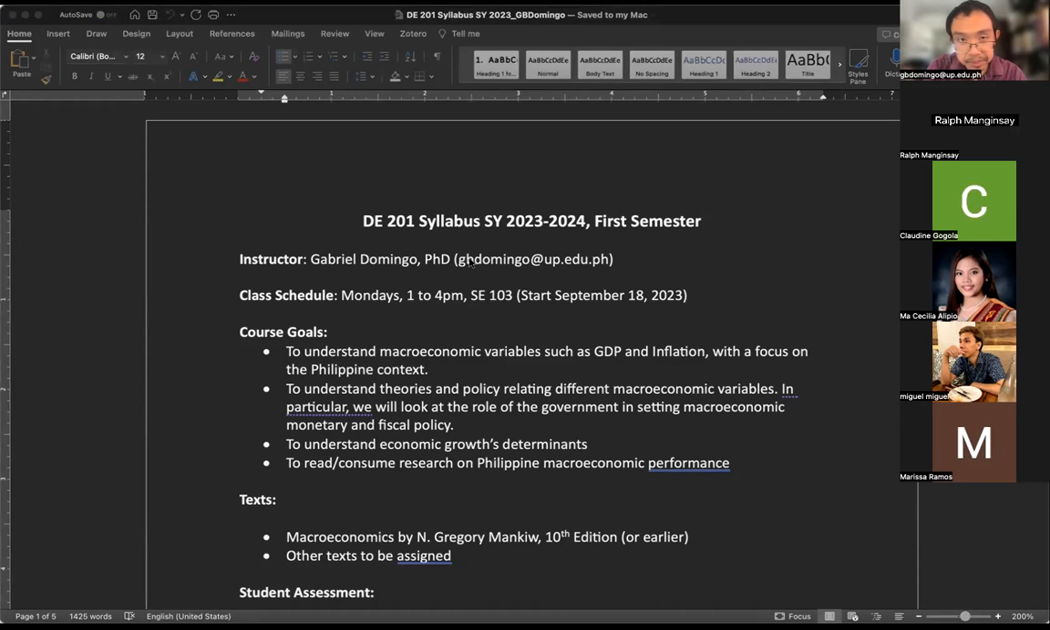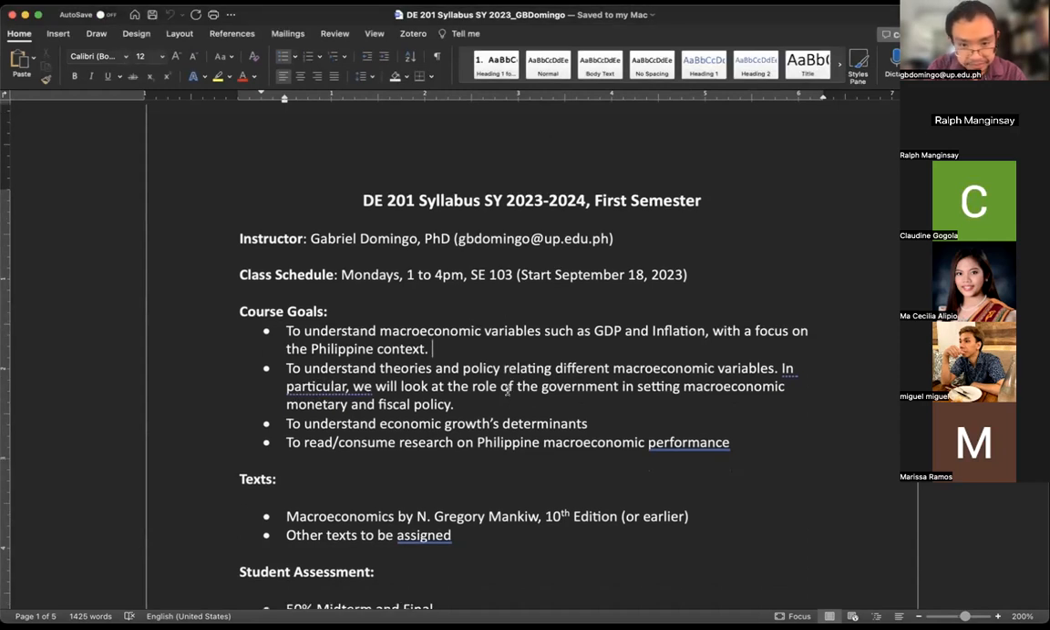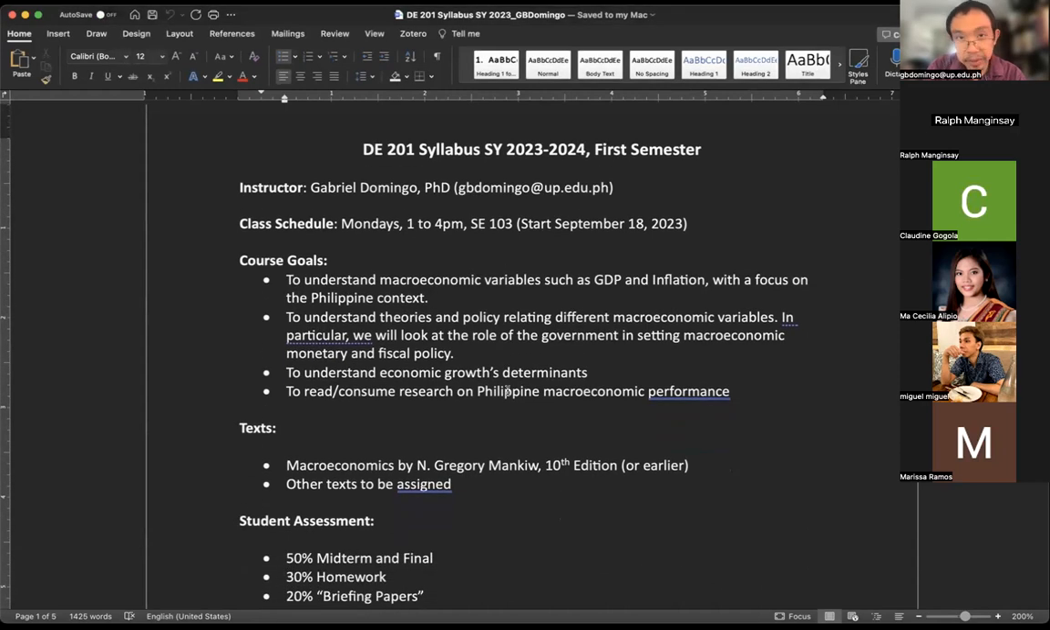He wrote this paper while he was still in PIDS. And he was in PIDS for most of the 2000s until fairly recently. Lumipat na siya sa La Salle.